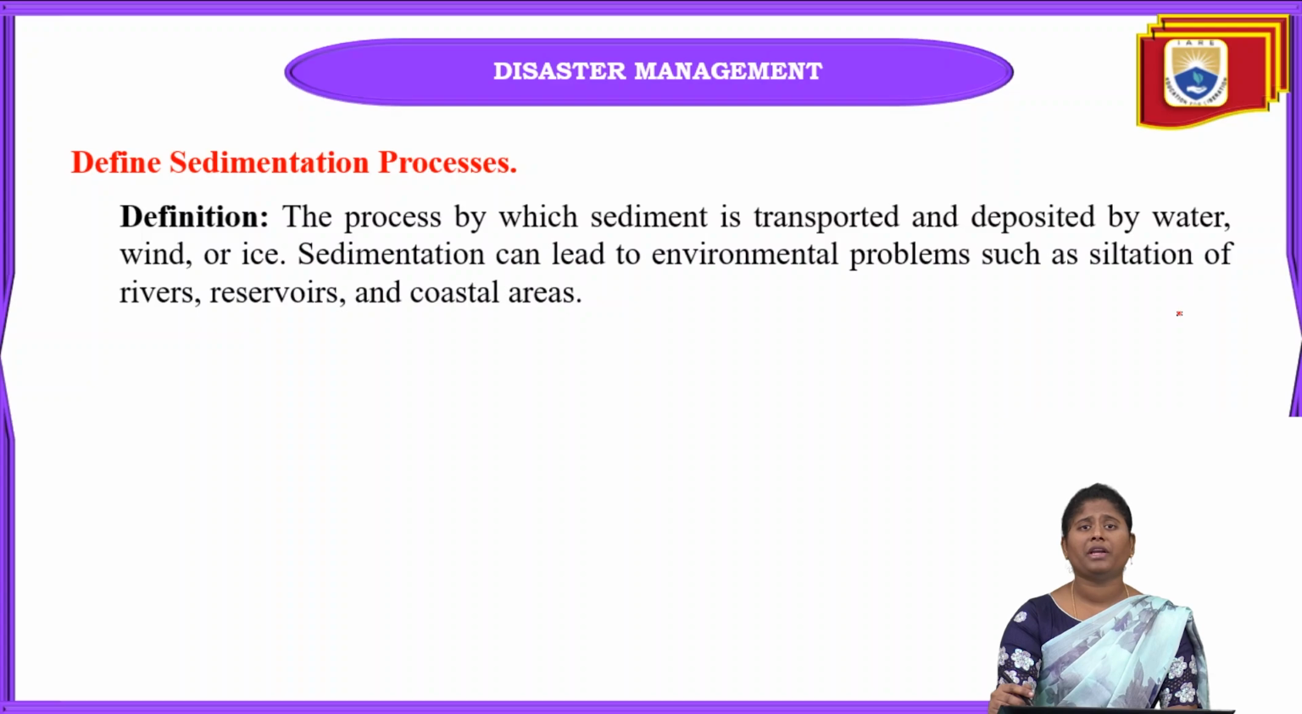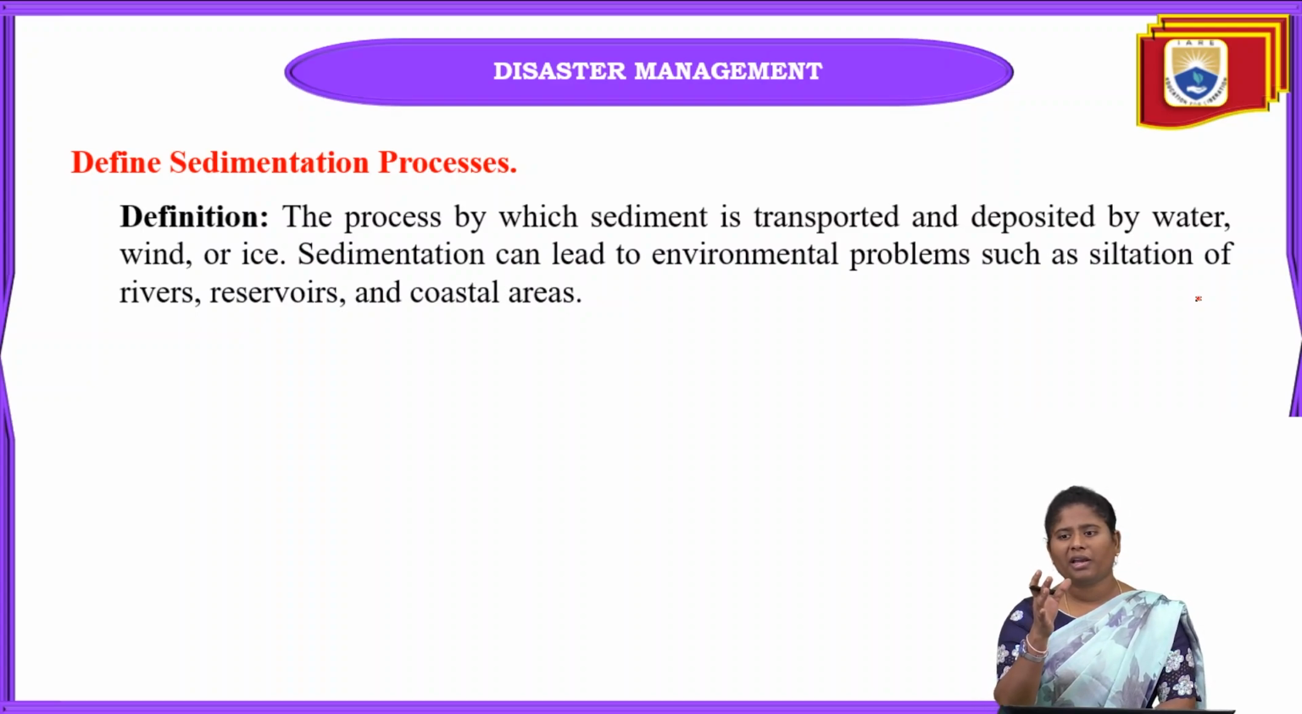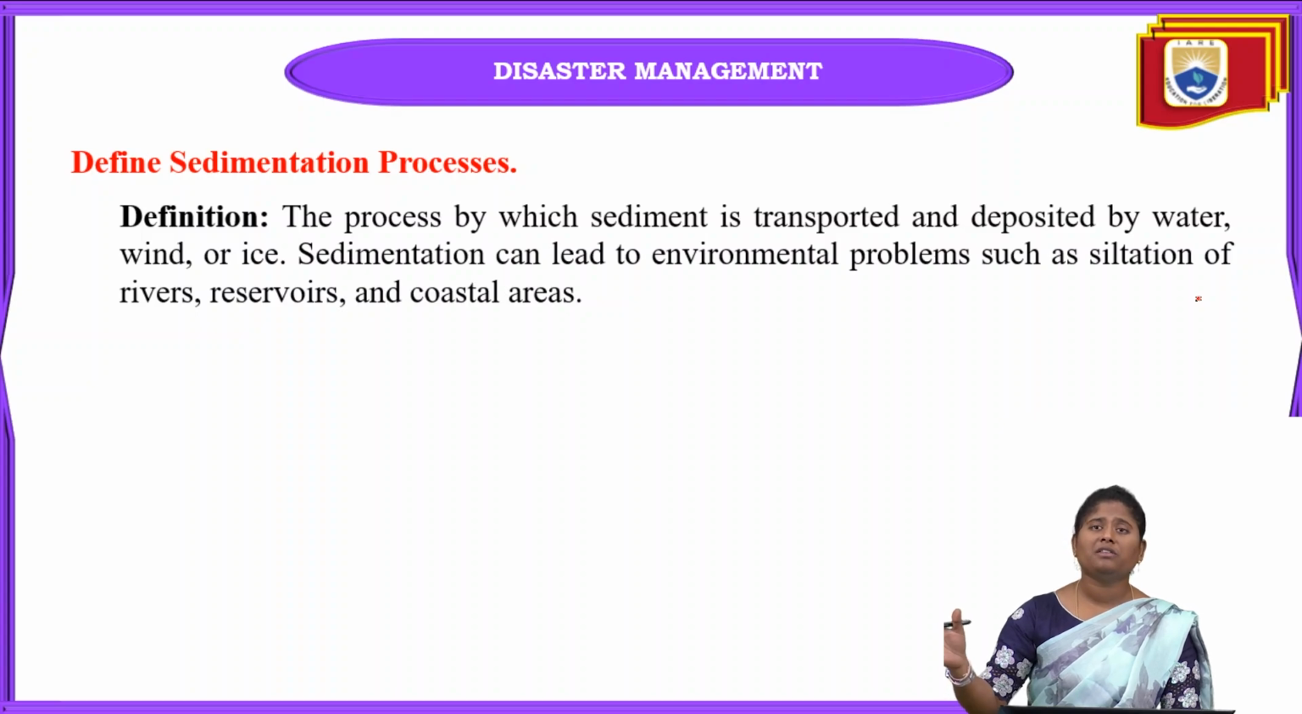Next one is, define the sedimentation process. In this process, sediments are transported and deposited by water, air, or sometimes ice. When ice melts, the melting ice can flow towards some area, and the sediments come from one place to another. They are transported and deposited in some area. That is the process of sedimentation.